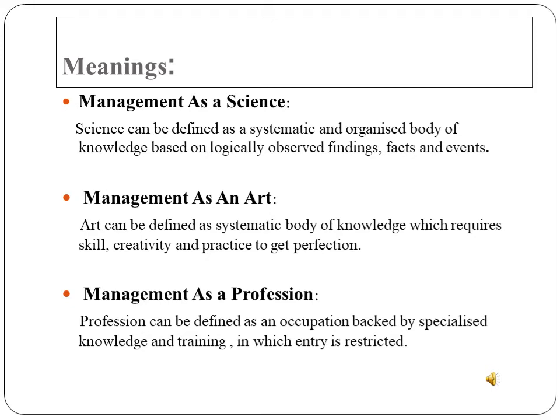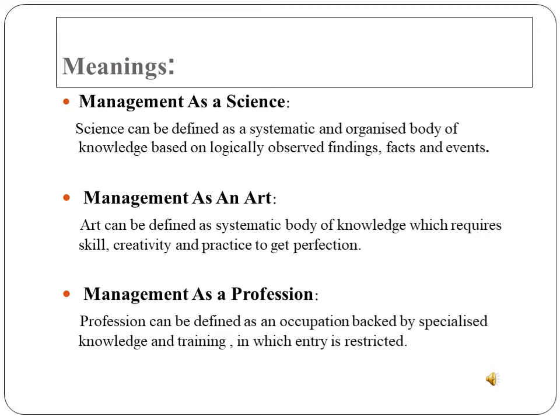Now let's take an example. If a person wants to be a singer in future, he has to learn the notes of music. He has to learn rhythms, right? And he has to be very much trained in that particular field. That is why at last it has been written, practice to get perfection. That is why it is known as art.